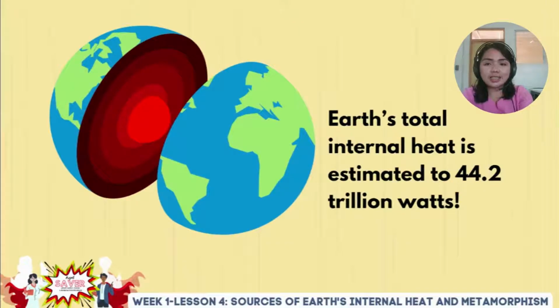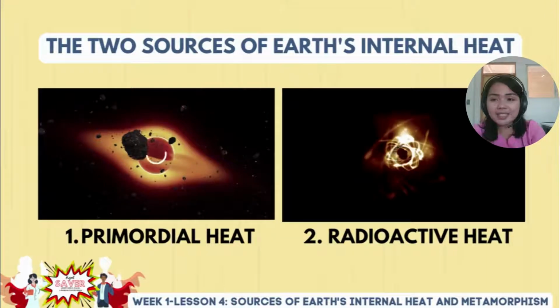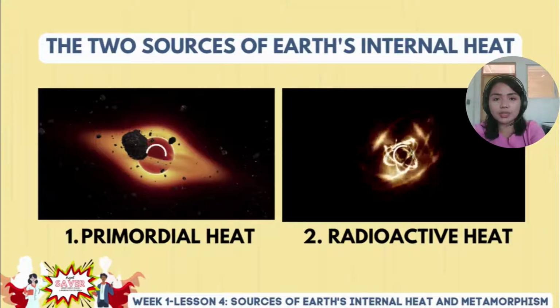Earth's total internal heat is estimated to be 44.2 trillion watts. Approximately half of it comes from the heat left from the early formation of the Earth, and half comes from radioactivity. This means that the Earth's internal heat source has two categories.